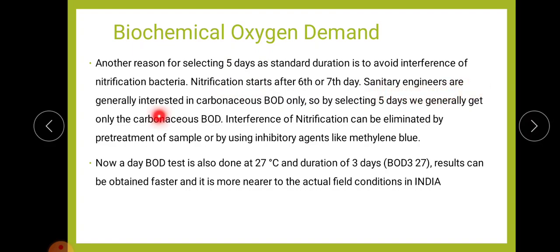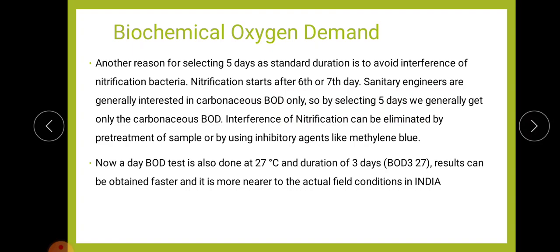Then sanitary engineers are generally interested in carbonaceous BOD only. So by selecting 5 days, we generally get only the carbonaceous BOD. Interference of nitrification can be eliminated by pre-treatment of the sample or by using inhibitory agents like methylene blue. That is the reason why we are choosing 5 days as the BOD period, because during these 5 days only carbonaceous oxidation takes place, which is the main process taking place during the oxidation process.